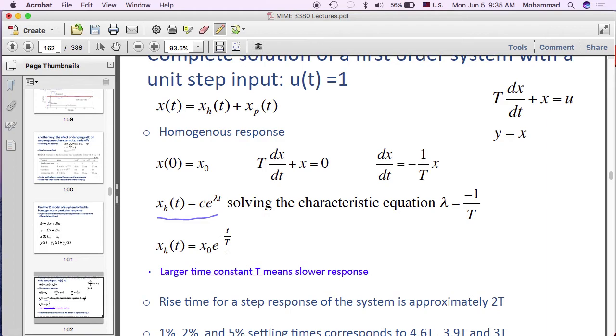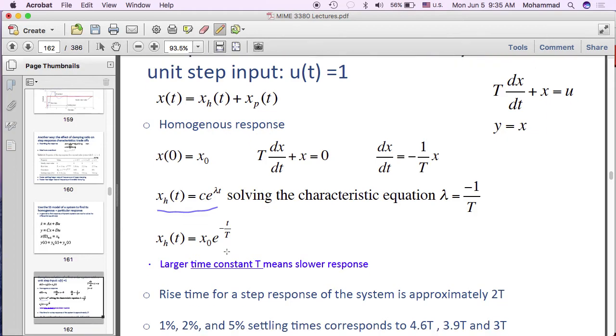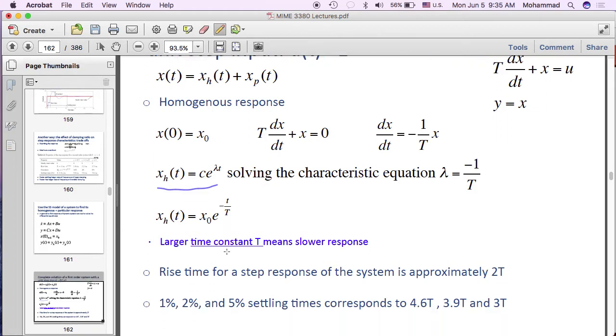And T, by now we know, is the time constant, so the larger the T, the slower this response will be. You can see by seeing where the T ends up in the denominator of the exponent that the larger the T, the slower the response would be. So that was the homogeneous portion of the response.